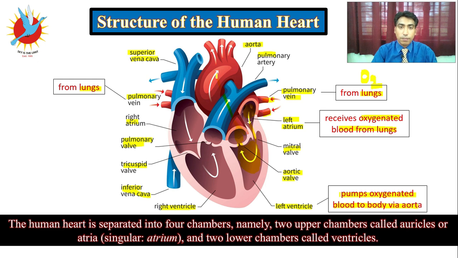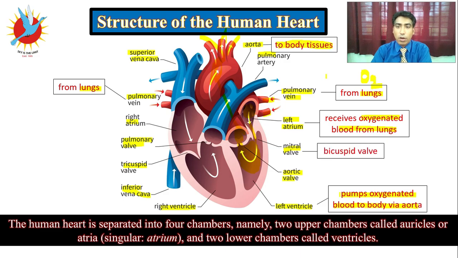This is the aorta. From the aorta, this blood will transfer into the various body parts. It is the longest artery of the body. This aorta helps us to transfer the oxygenated blood to the body tissue. Keep this in your mind.